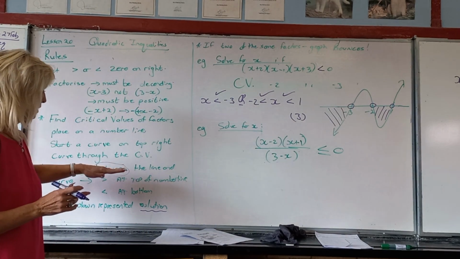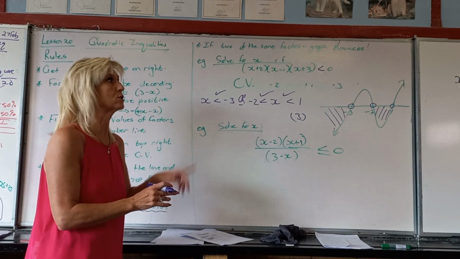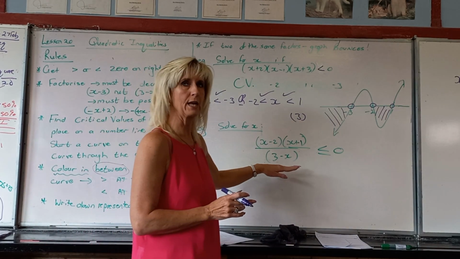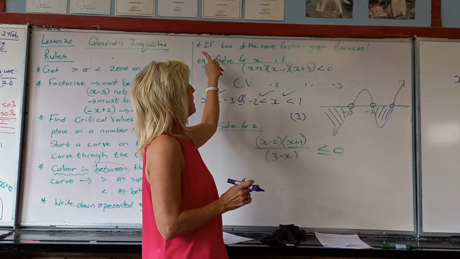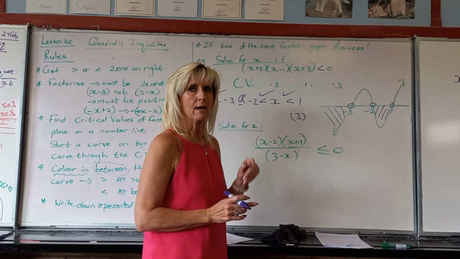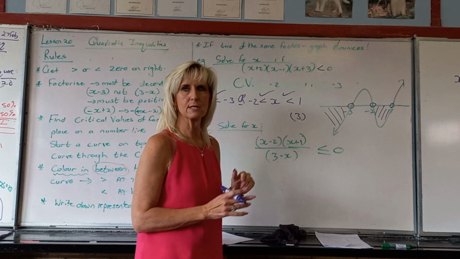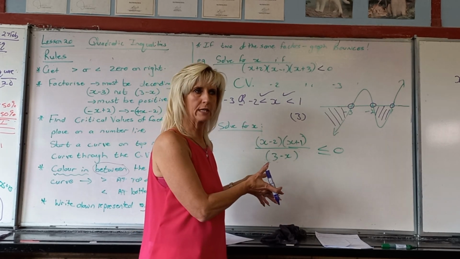We have said, you colour in, and there's a represented solution that you're going to write down. There's one more thing that hasn't happened here, and it's not going to happen in the next one either. If there are 2 of the same factors, or even more, if there's the same factor, your graph is going to bounce. It makes no sense unless I show you an example.